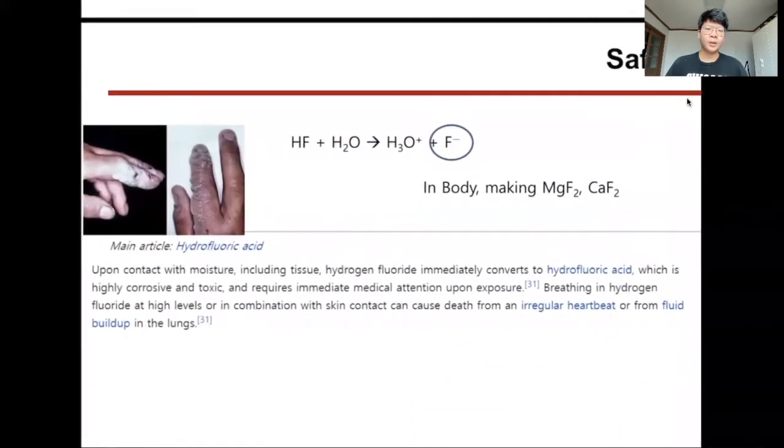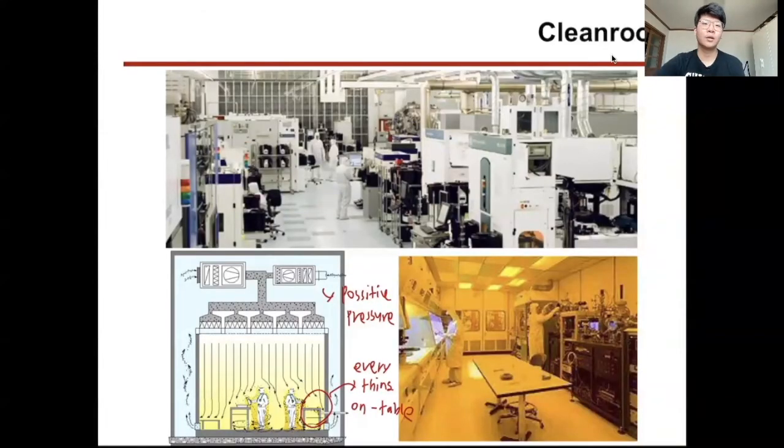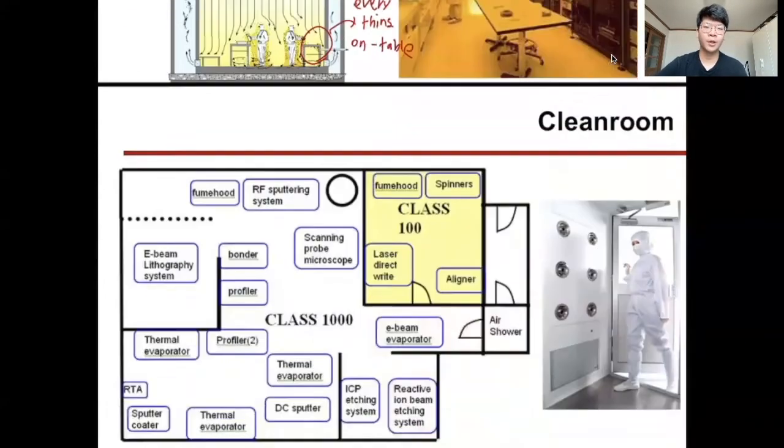In the etching process, we use hydrofluoric acid. It is important to deal with this acid carefully. When we make a semiconductor chip, we make it in a clean room. The clean room is sustained with positive pressure to prevent infiltration of other particles, and also we keep everything on the table, not on the floor.